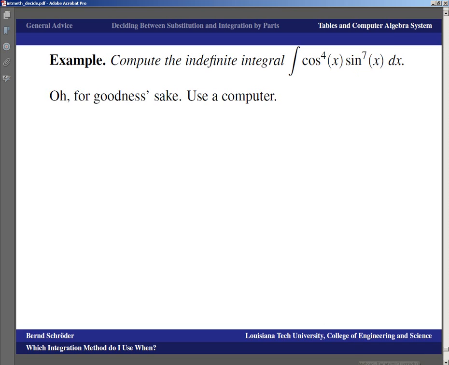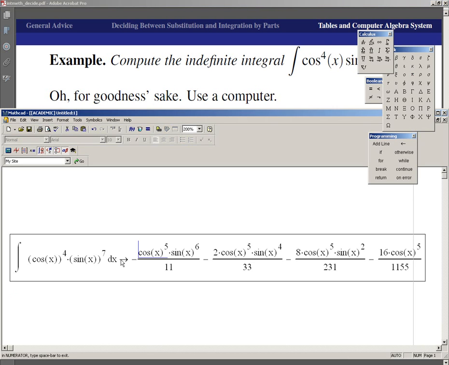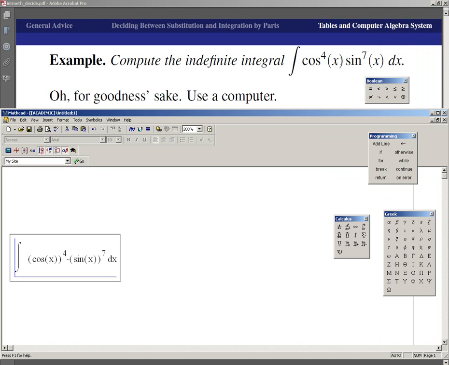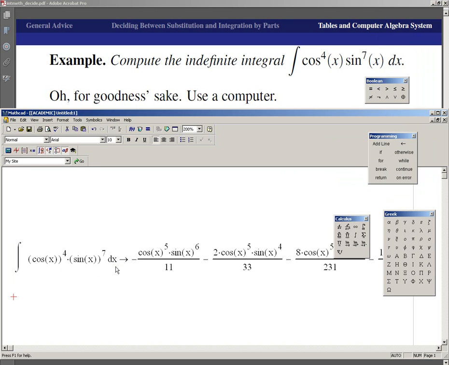But in the end, all we would need to do is, and again, I just want to show you that I'm not just messing with you, we are typing in what we've got. We've got cosine 4th x, that's cosine x quantity to the 4th. We've got sine to the 7th x, that's sine of x quantity to the 7th. Then we tell our computer algebra system to evaluate that symbolically.